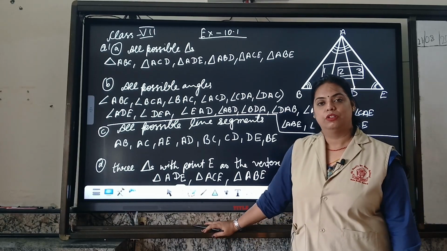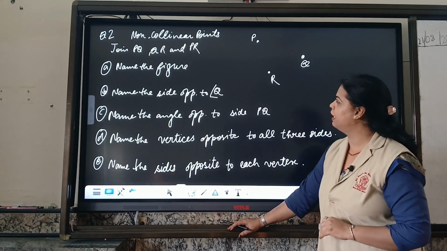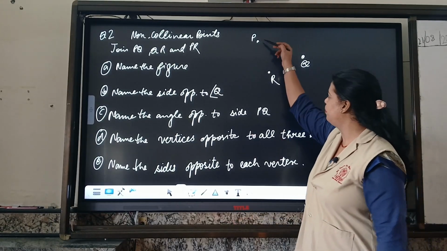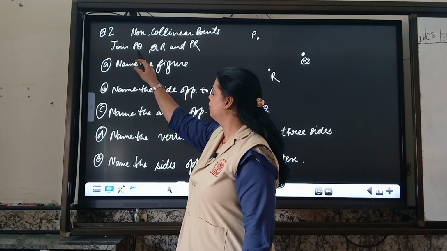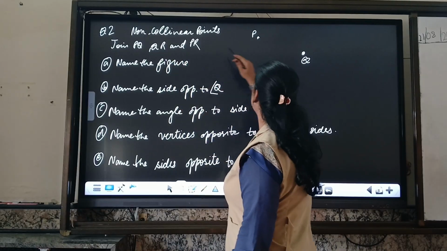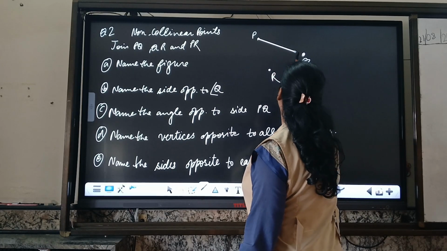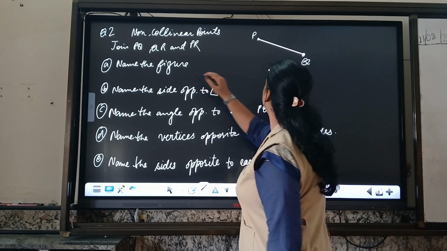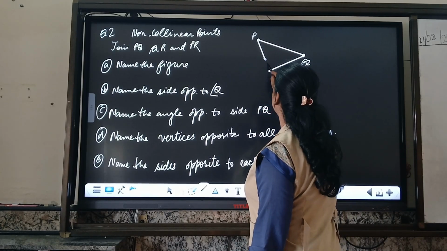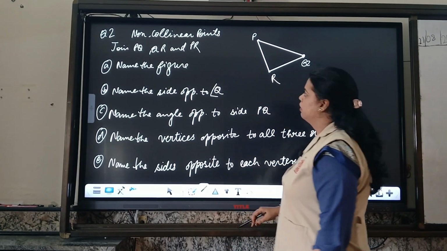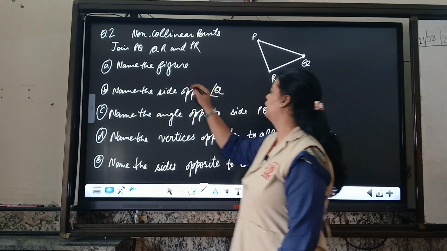Now we will do the next question. In our question number 2, we had 3 collinear points, point P, point R and point Q. The question wants us to join PQ, QR and PR. So I am joining PQ. Afterwards QR, and then PR. Now what is the figure? Name the figure. It is triangle PQR.